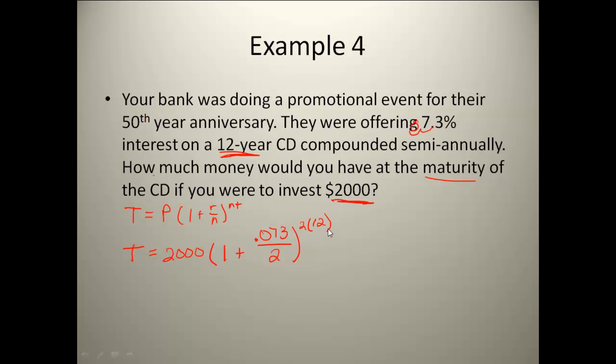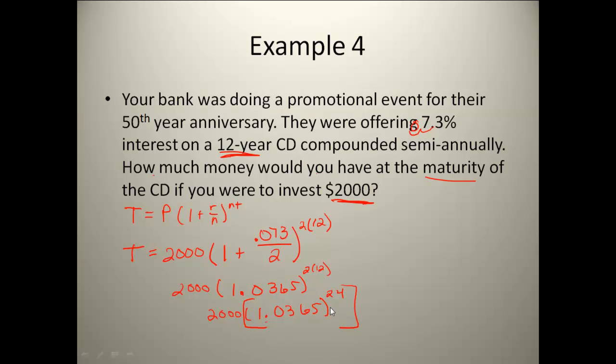Okay. Once you start to simplify that, start on the inside of the parentheses. So you need to do 1 plus the 0.073 divided by 2. And when you get that, you have 1.0365 raised to the 2 times 12. Now I need to move my exponents. So I'm going to go ahead and multiply those exponents out, because 2 times 12 gives me 24. And then I'm going to take my 1.0365 to the 24th.